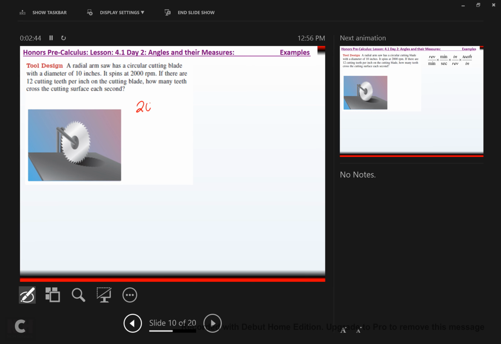So we have 2,000 revolutions in 1 minute, and they want me to go to teeth per second. Well, the first thing I'm going to do is get rid of my minutes and get to seconds. If minutes are on the bottom and I want them to go away, I put them on top. Seconds are on the bottom. There are 60 seconds in 1 minute. That's going to get rid of minutes and put me in revolutions per second. So I've got the second down.